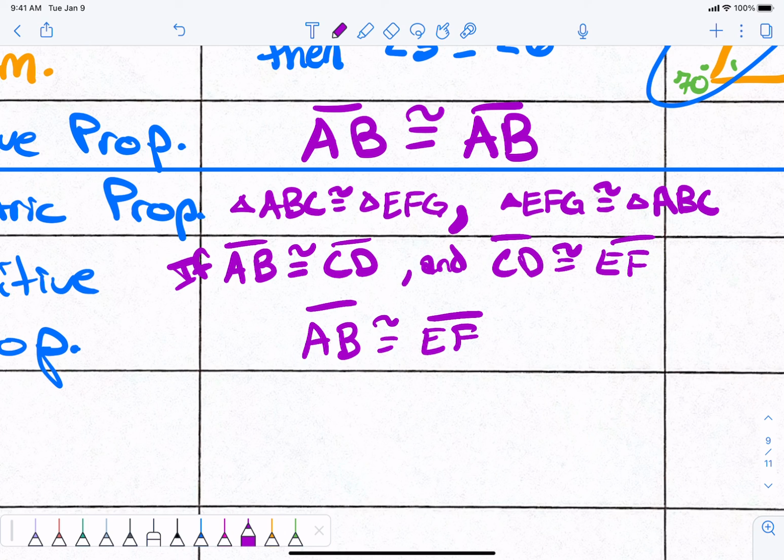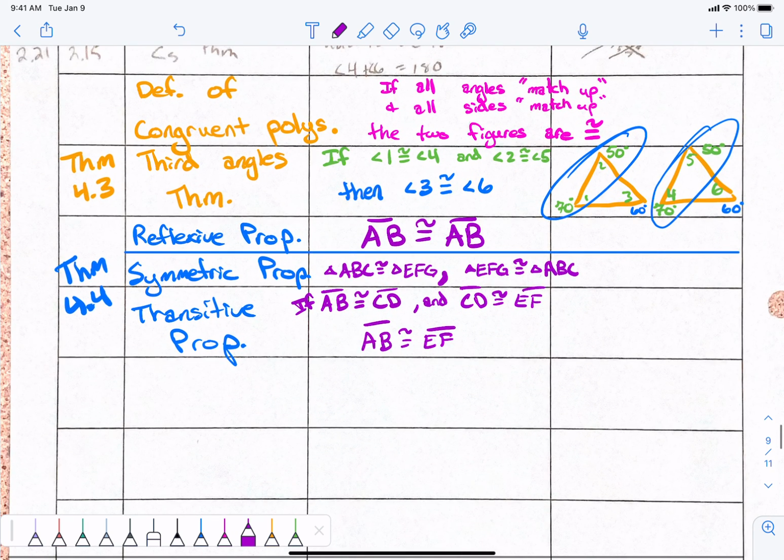Reflexive property is kind of confusing, but I'll show you what that looks like here in a second. You will actually use the reflexive property probably the most out of all of these. So put a star by it because you'll use it a lot. Just put a star by it or circle it, do something. I'll show you why. Ready? Good? Okay, let's go.